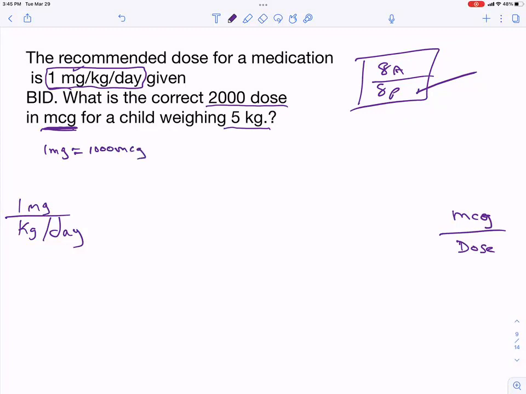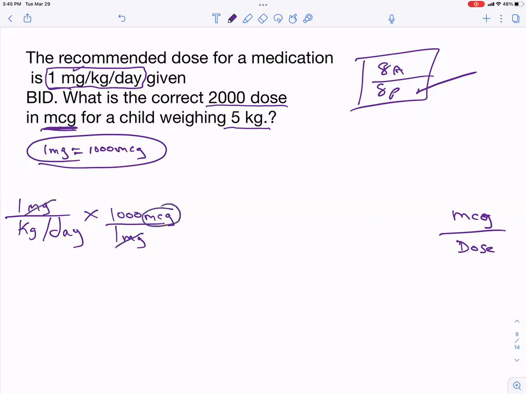Okay, so right away I'm thinking that. So what do I do to get rid of my milligrams and change it to micrograms? Well, I use my conversion. So I say 1 milligram is 1,000 micrograms. That gets rid of my milligrams, and I have the first part that I need. How do I get rid of kilograms? Well, I use what's in my problem. Patient weighs 5 kilograms. Put that over 1, that gets rid of my kilograms.